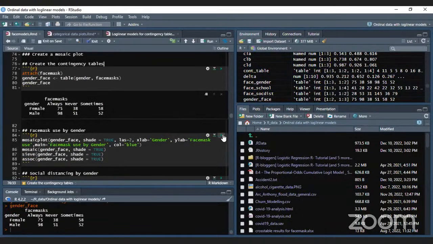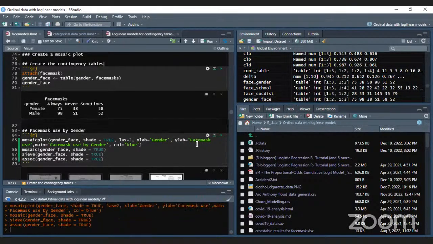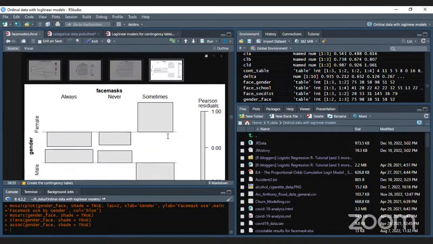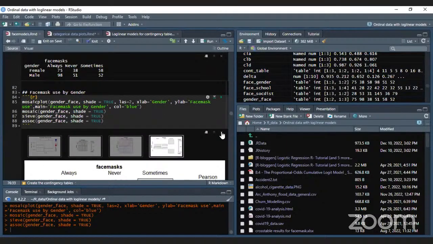So let me now plot this. You can see these are the results. These are different kinds of mosaic plots we have. And we can see the p-value showing us here that face mask and gender don't have any contribution. They are not related. Gender does not determine whether somebody is going to use a face mask or not. This happened during the coronavirus era.